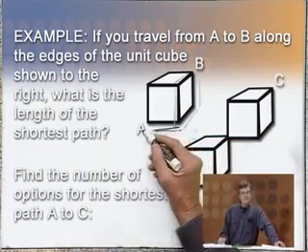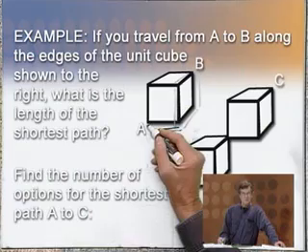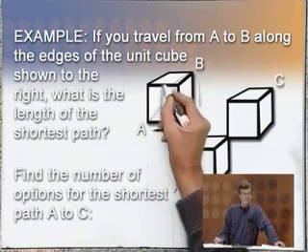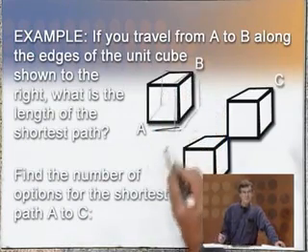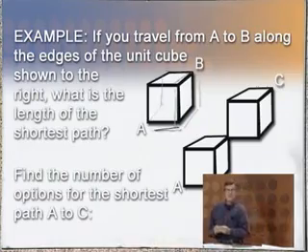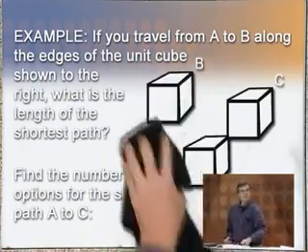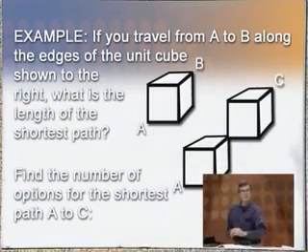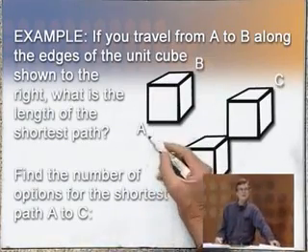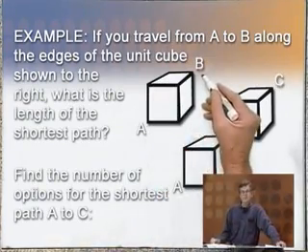And in fact, if you go back behind the cube, you can go back this way, then up, and then over. That would still be 3. So I think every path along here is going to be 3 units long. Now let me ask you a question. In how many ways can I travel from A to B?